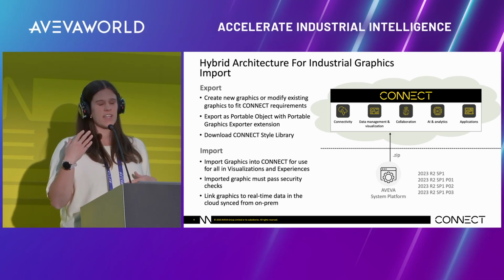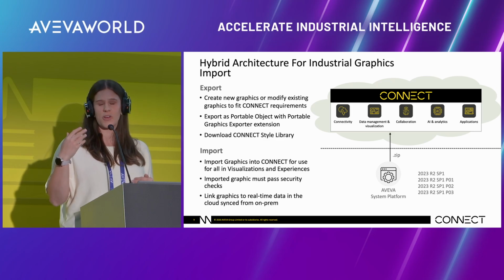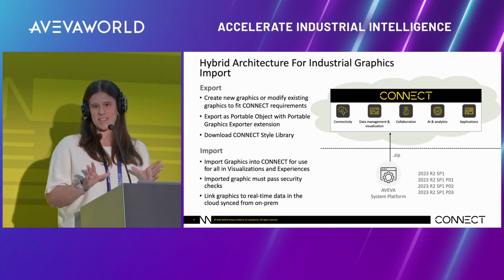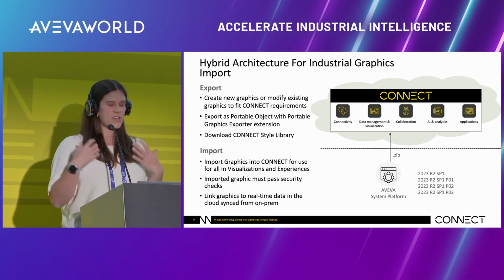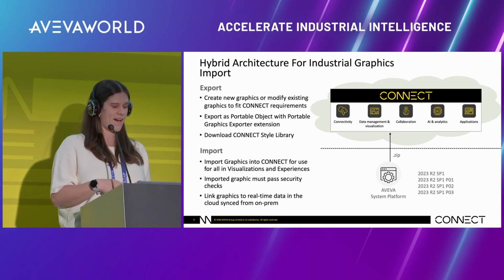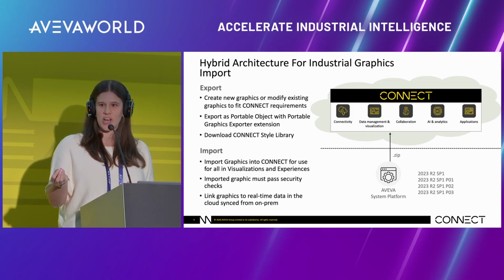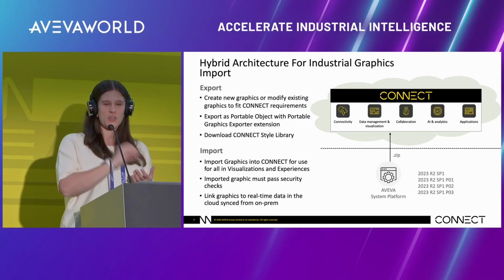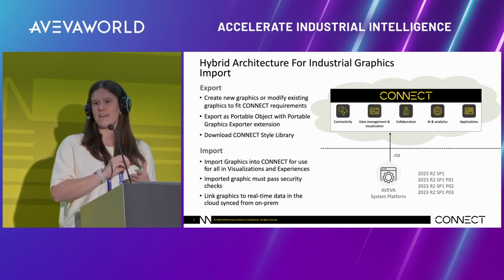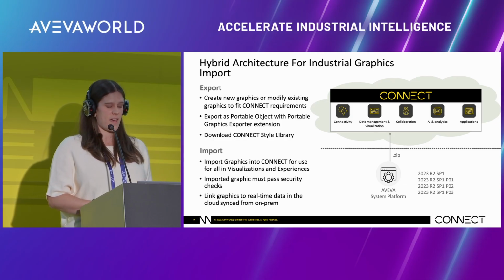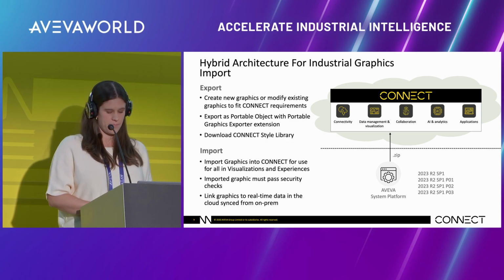But then you can also download the Connect style library into your OMI and make it so that it fits the Connect visualization style. And then once you have that configured, you can import those graphics into visualization and use them in all your Connect visualizations. And then you link that real-time data that you're actually sharing with your historian to those graphics, and you'll be able to see that data from the cloud in the graphics. And in this case, it's supported with System Platform 2023 R2 SP1, patch 1, 2, and 3.